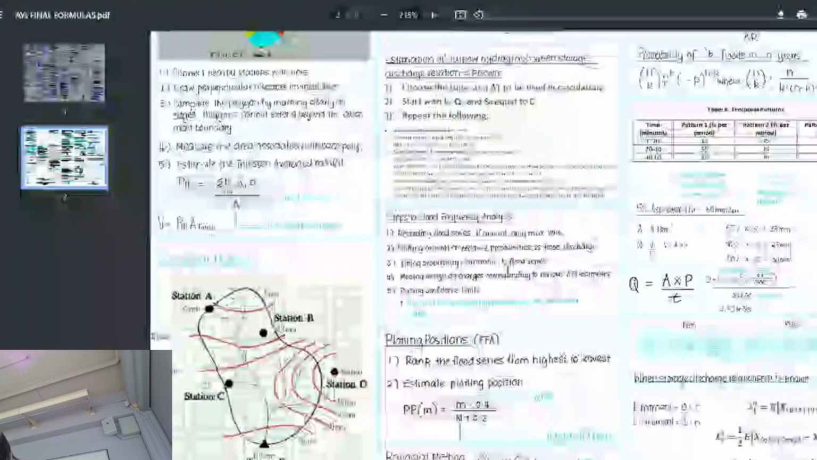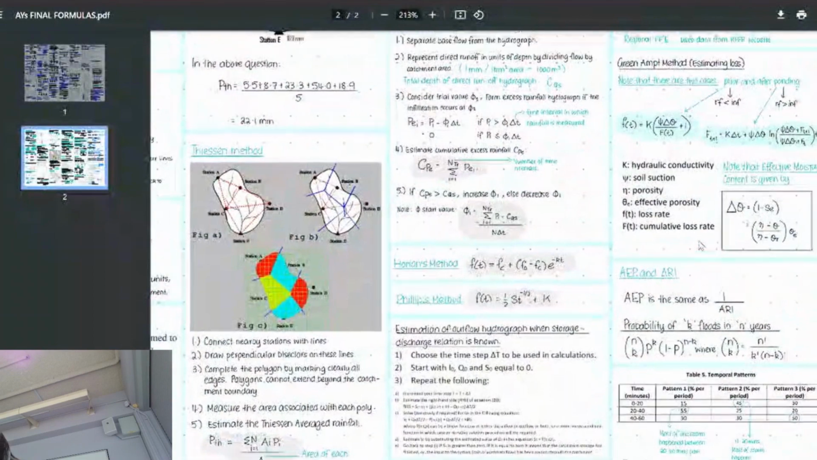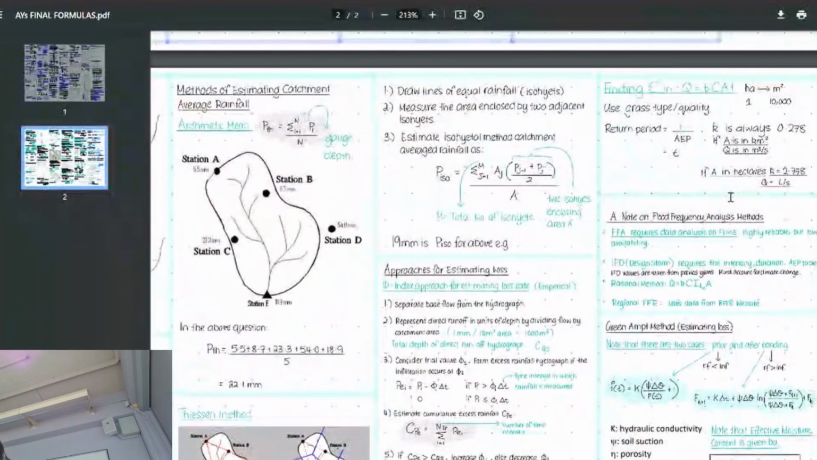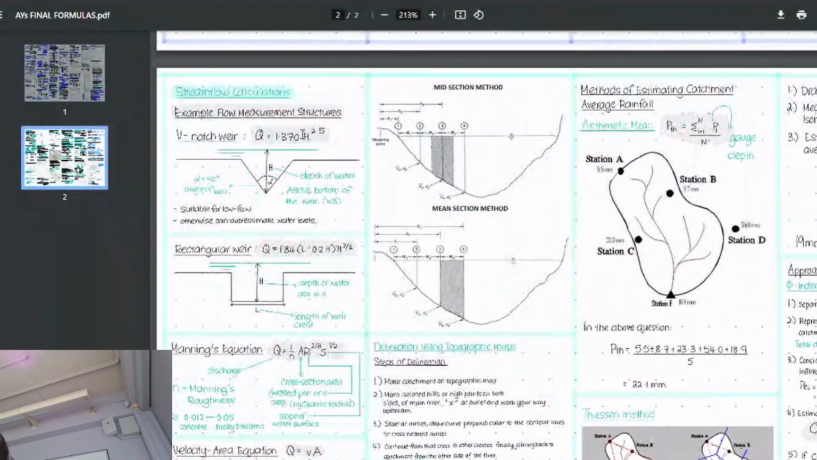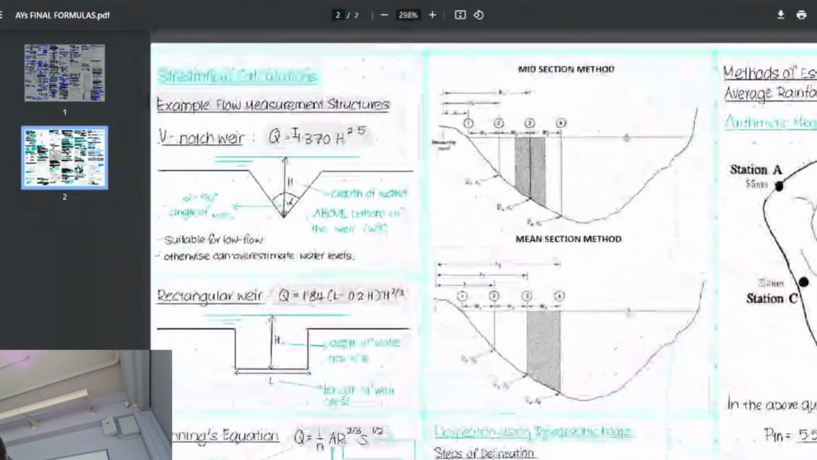And finally, all of this on the right here is flood frequency analysis. And then this final part here is about stream flow.